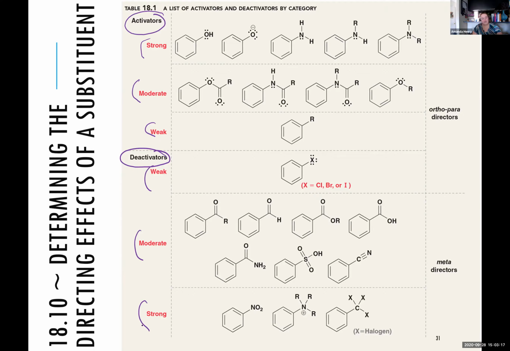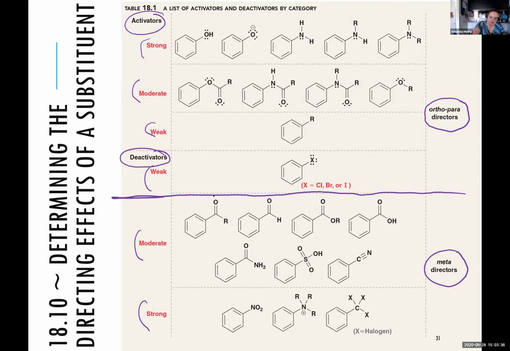So where we are headed with this next is the right-hand side of this chart. Ortho-para director and a meta director. And notice where that divider line is right here. So our categories, what we're looking at is if one of these substituents is already on the ring and we want to add a second, where will the second add?